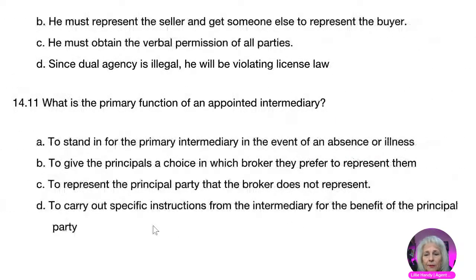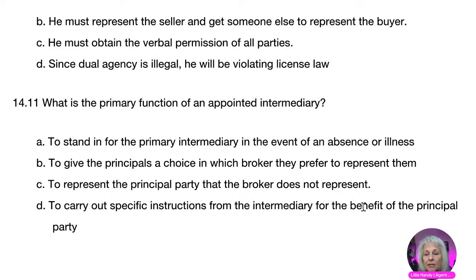Number 11. What is the primary function of an appointed intermediary? A, to stand for the primary intermediary in the event of an absence or illness. B, to give the principals a choice in which broker they may prefer to represent them. C, to represent the principal party that the broker does not represent. Or D, to carry out specific instructions from the intermediary for the benefit of the principal party.